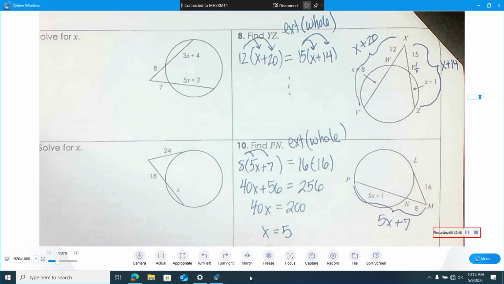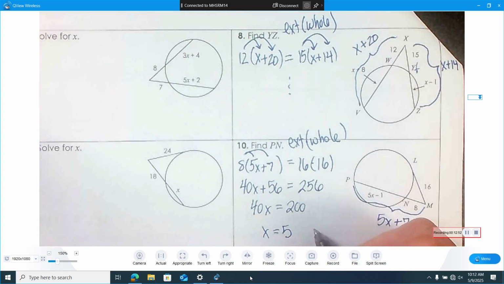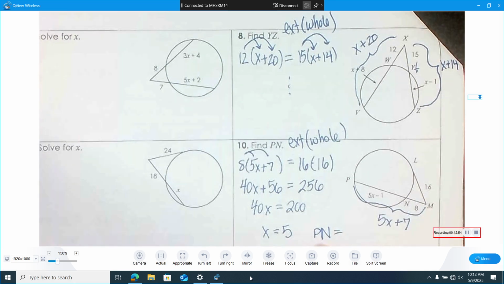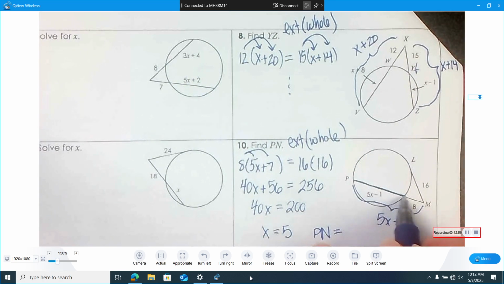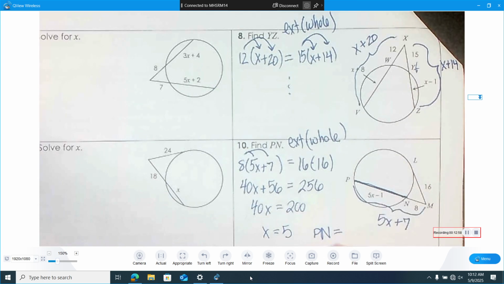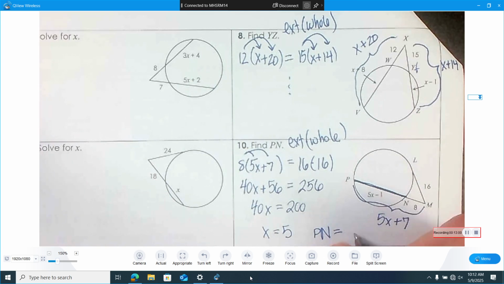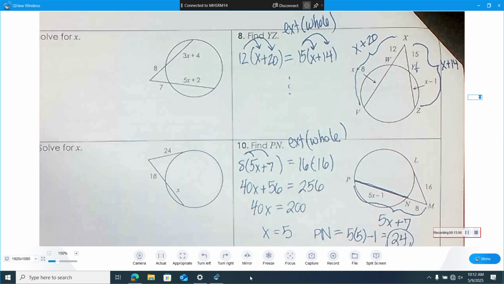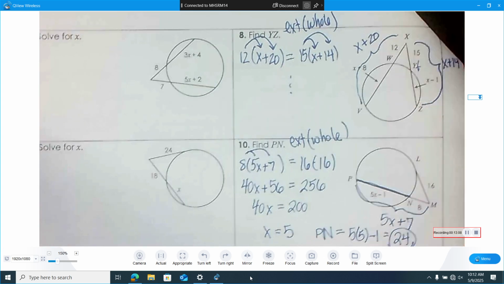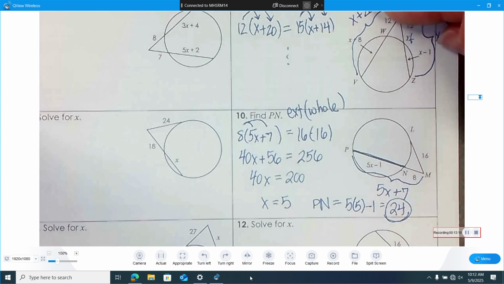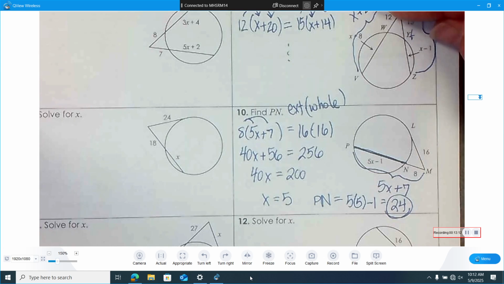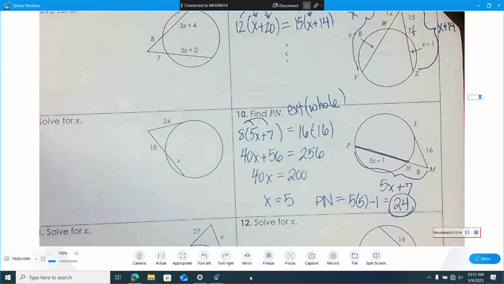Good. All right. What did you say, June? All right. PN is right here. That's what we want to find. So what do we need to do? 5 times 5 minus 1 is 24. You good? Okay.